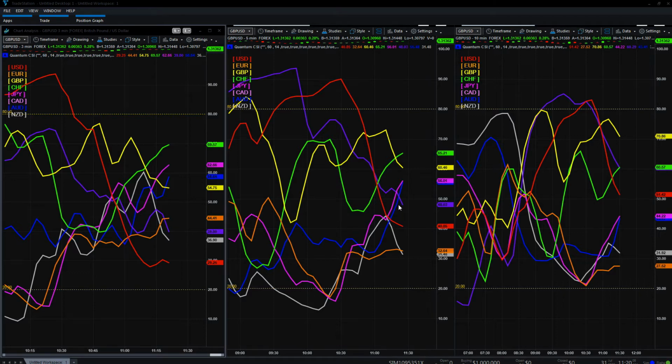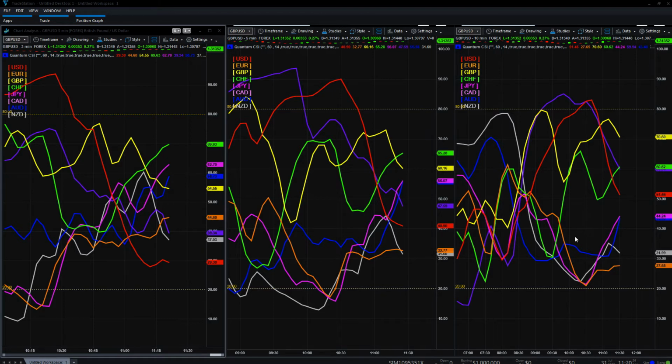As I say, you can see the Aussie, the blue line, is rising. It's rising with the yen. And the same is true over here on the 10-minute time frame. So we've got the Aussie and yen rising. So there is no differential momentum to drive that currency in a trend.